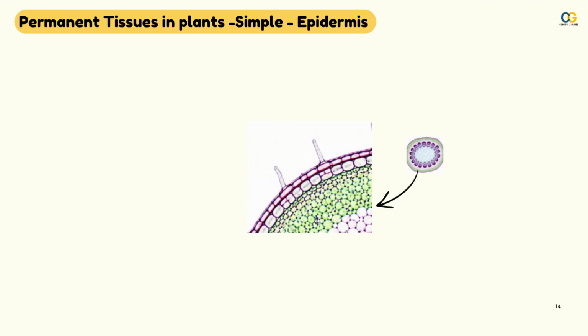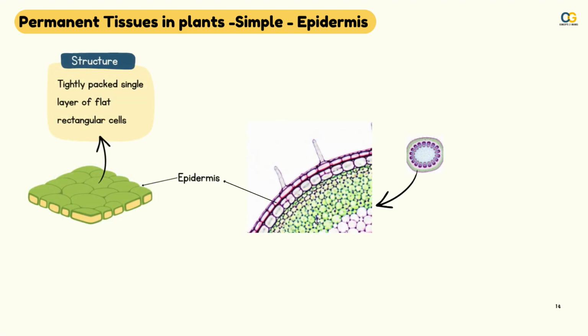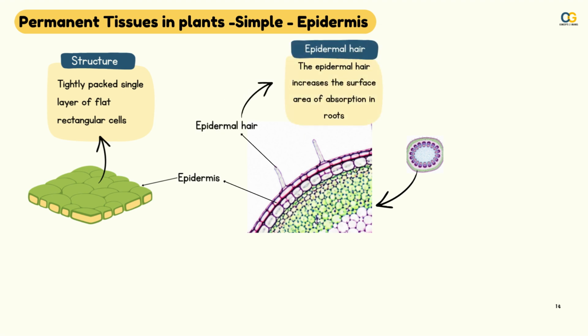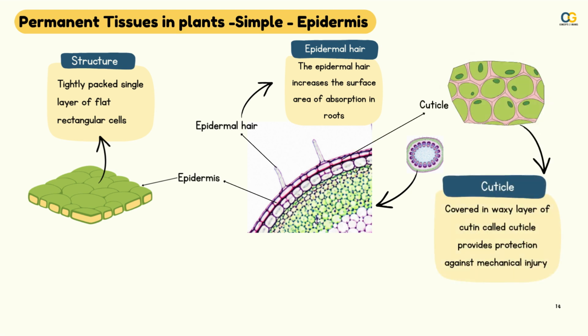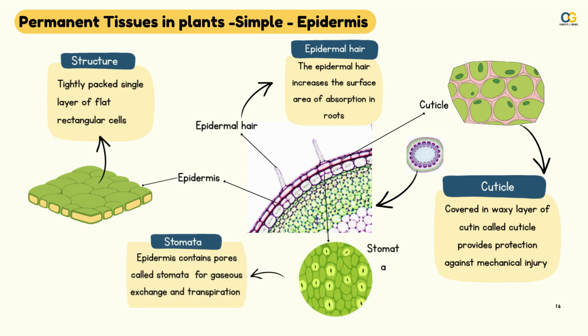So coming on to the simple permanent tissue in plant, epidermis. Here, the structure of this tissue has a tightly packed single layer of flat rectangular cells, and there is epidermal hair, which increases the surface area of absorption, especially in roots. There is a cuticle where the cells are covered in a waxy layer of cutin, which provides protection against mechanical injuries. The epidermis also has stomata, which contain pores for gaseous exchange and transpiration, due to which the plants can exchange gases and also helps in transportation of water.